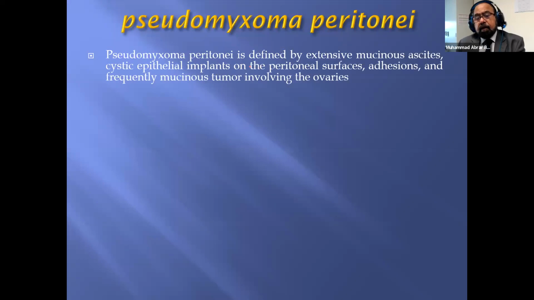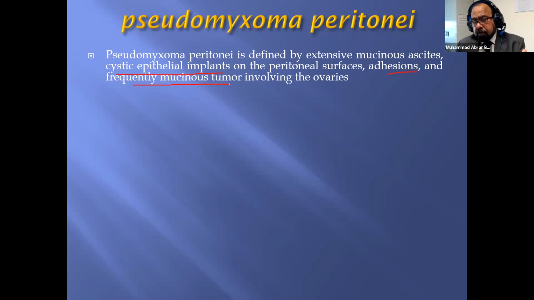Now, pseudomyxoma peritonei, as the name says. What happens is that there is extensive mucinous ascites, cystic epithelial implants on the peritoneal surface, adhesions, and frequently mucinous tumor involving the ovary.